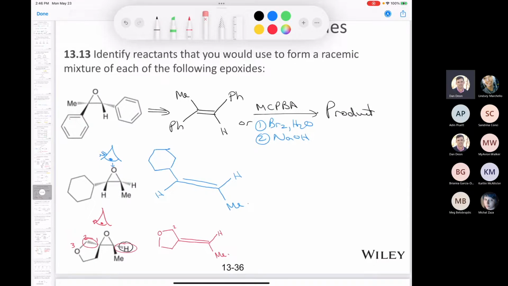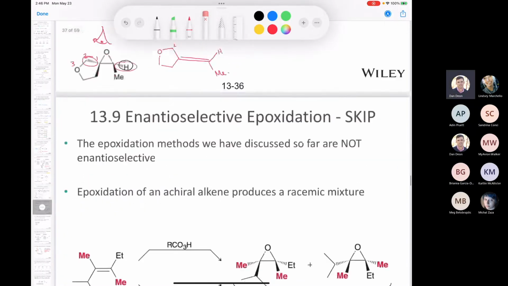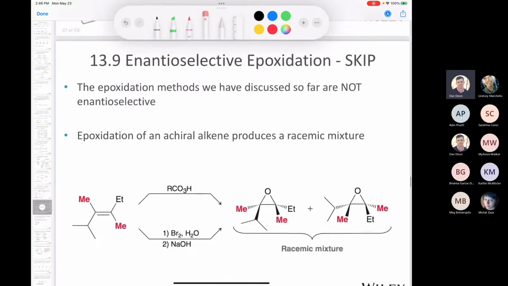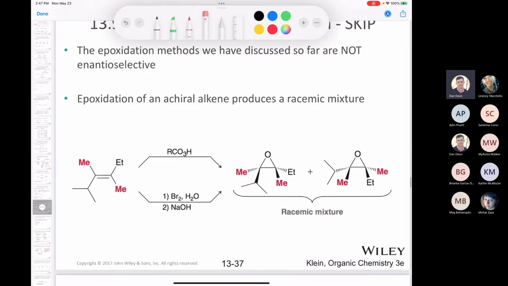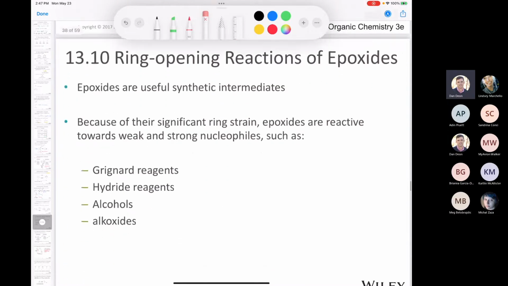All right. So again, you might want to go back to chapter 5 and just practice looking at things in 3 dimensions because it comes up a lot in the class. Anyhow, hope that helped. And let's move on. Section 13.9 deals with enantioselective epoxidation. We're going to skip that altogether. I've never seen it show up on any kind of standardized test, so don't worry about enantioselective epoxidation.